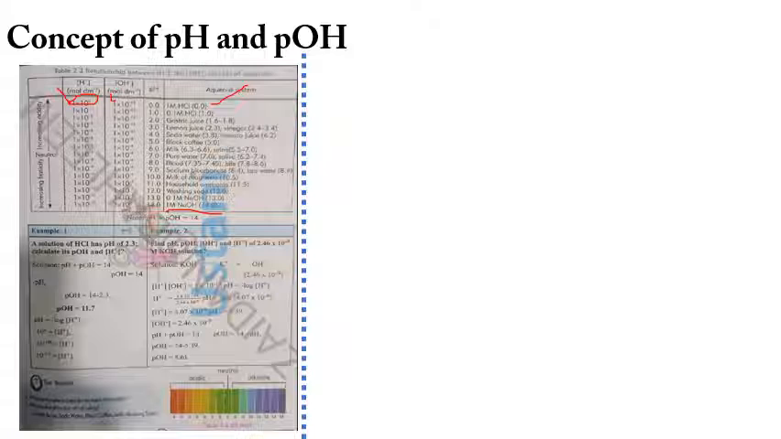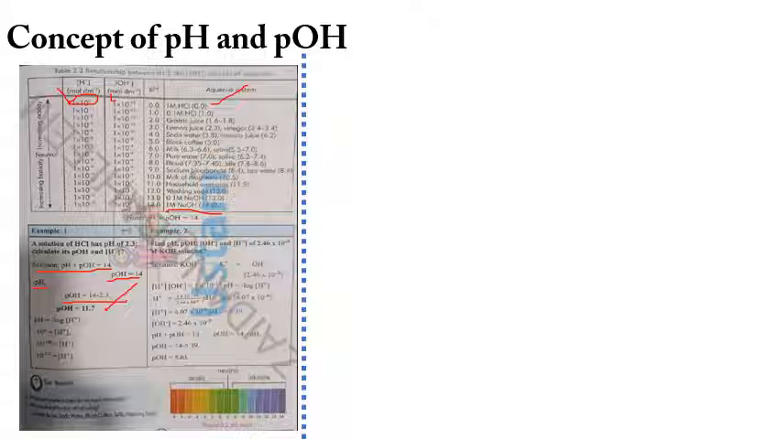Now a problem is given. A solution of HCl has a pH of 2.3. Calculate pOH and H plus ion. Okay, we know that pH plus pOH is equal to 14. So pOH is equal to 14 minus pH. So pOH will be 14 minus 2.3. Why? Because pH is given as 2.3. So pOH is 11.7. Now we have to find H plus ion.